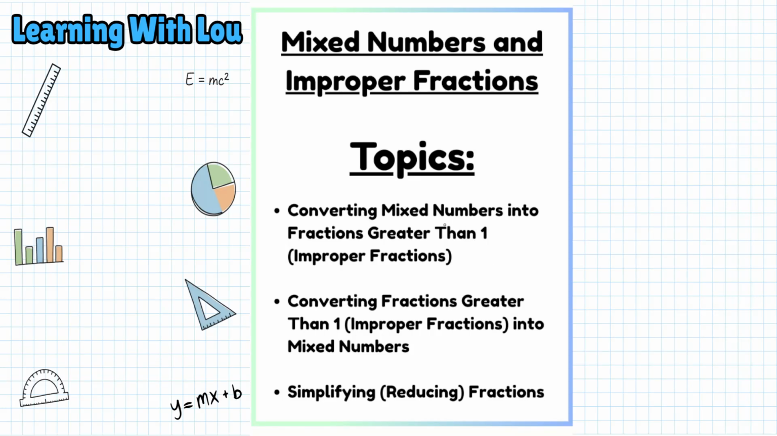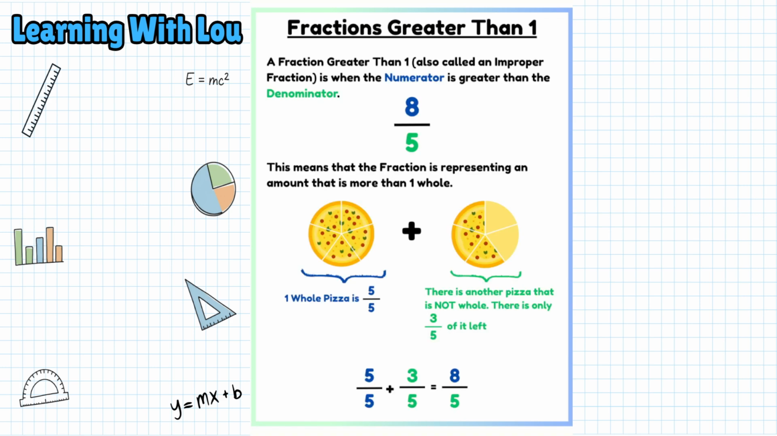Today we're going to talk about converting mixed numbers into fractions greater than 1, or as some people call them, improper fractions. Just a quick reminder, if you haven't watched my other video, turning improper fractions into mixed numbers, an improper fraction, or a fraction greater than 1, is when you have a numerator that's a greater number than your denominator. So for example, 8/5 is an improper fraction because it's really greater than 1 whole.